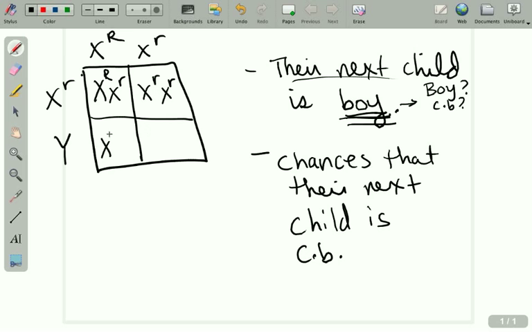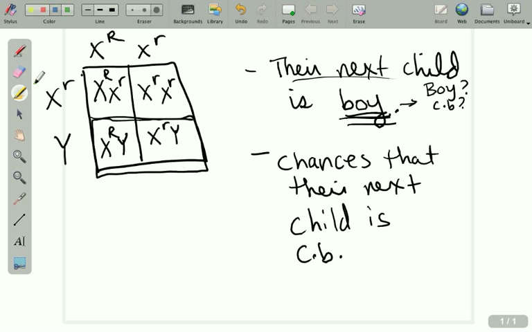Colorblind female. Normal male. Colorblind male. So look, the first question: we know their next child is a boy. That means we're going to look at these two boxes. I'm even going to highlight it, right there.